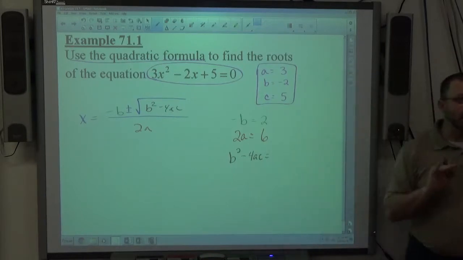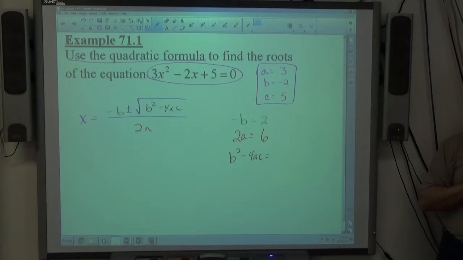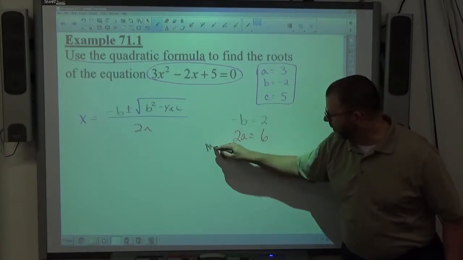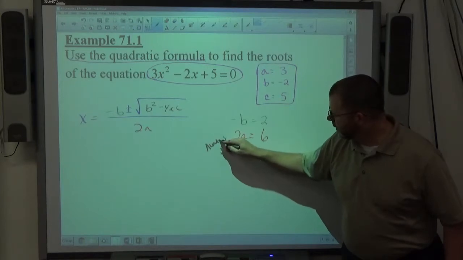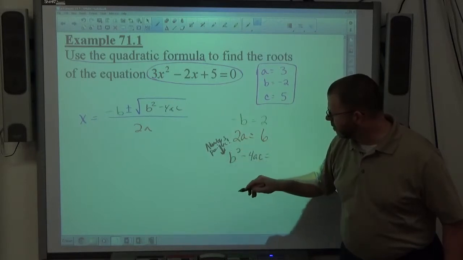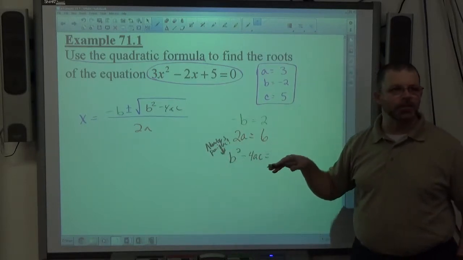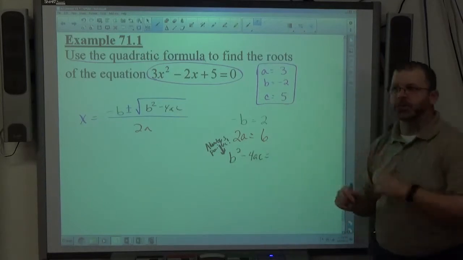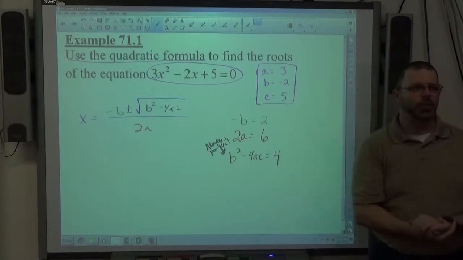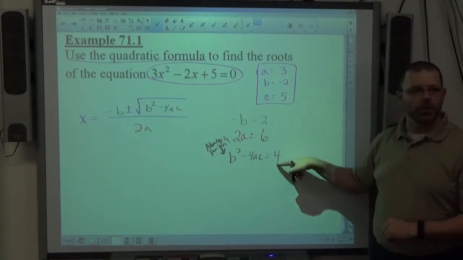Now, the place people tend to mess up is this, b squared. Right? b is positive sometimes, b is negative sometimes. b squared is always positive. That object right there is always, if I can spell it right, always positive. Exclamation point. Pretend it's in bold print and capitalized and 15 exclamation points. That's always positive. So what I do for b squared is this, 4. I don't even write negative 2 in parentheses squared. I just square it. 2 times 2 is 4.